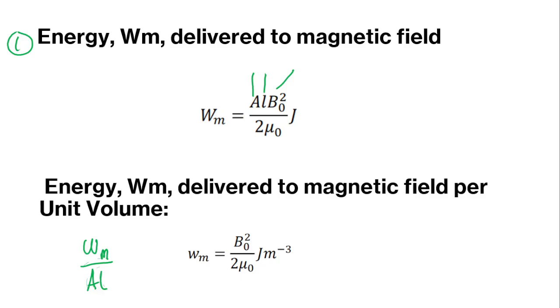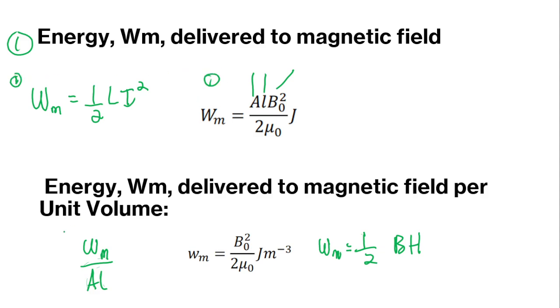You have two more formulas you could add on here. For total energy, it was a half L i squared. And per unit volume, it was a half B H. That's a derived equation, but yes, correct, well done. So that's another one you could remember. But just know one is a capital M and one is a small m, right?